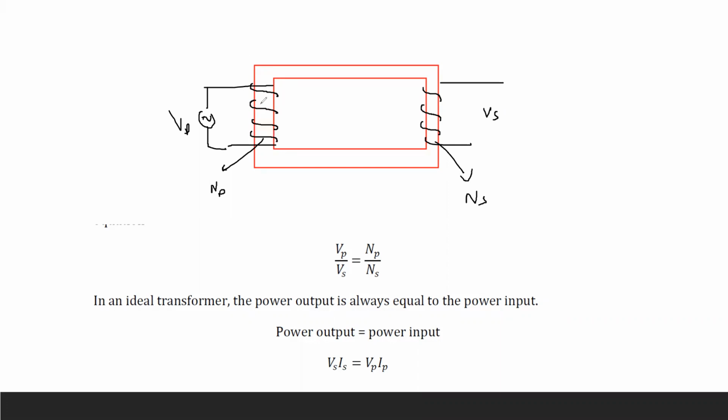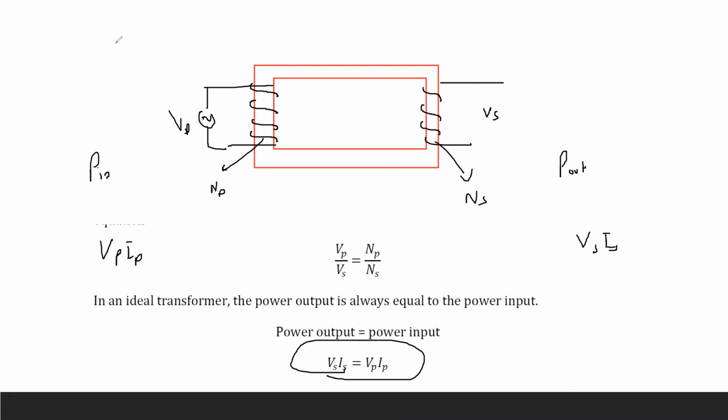If a transformer is 100% efficient, then the power input and the power output will be the same. So input power is the product of voltage and current. So input is VP IP and output is VS IS. So if it is 100% efficient, power input will be equal to power output.